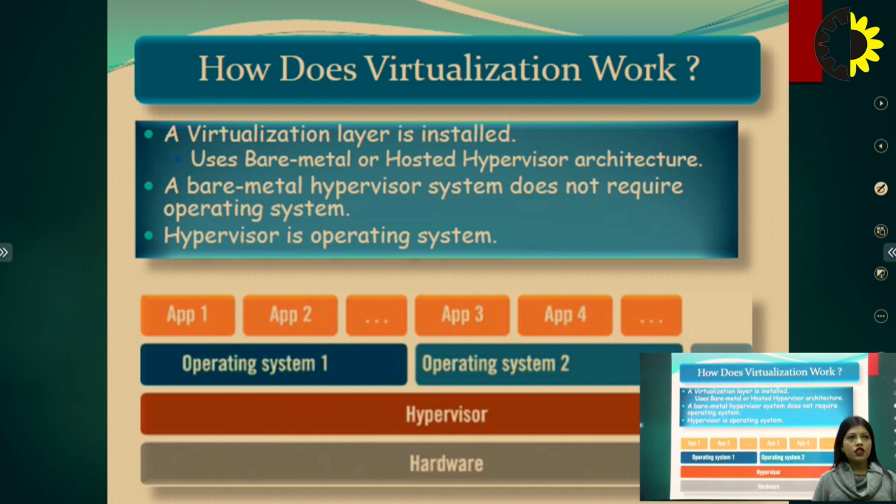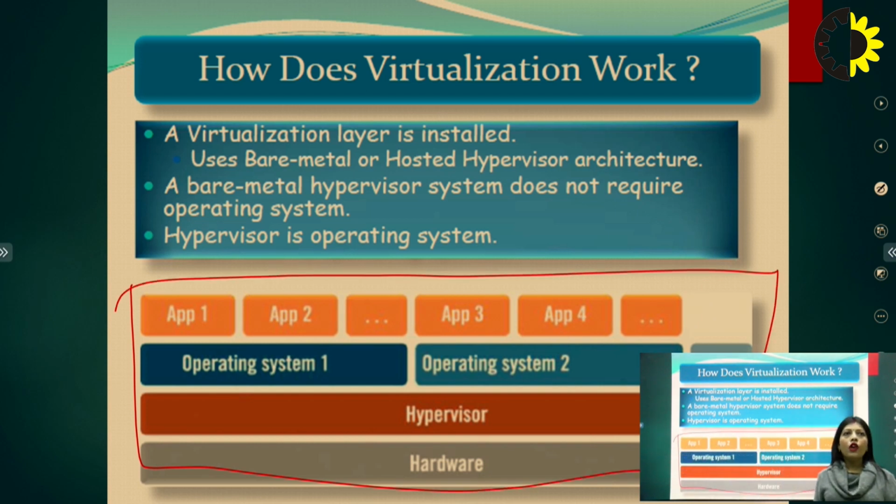How does virtualization work? This is the diagram of the virtualization process. First of all, the virtualization layer is installed using a bare metal or hosted hypervisor architecture. A bare metal hypervisor does not require an operating system, but a hosted hypervisor requires an operating system. First we have the hardware layer, and after the hardware layer we have a hypervisor.